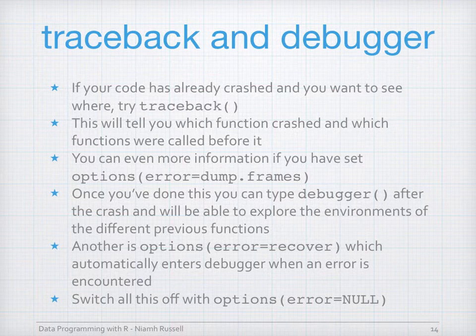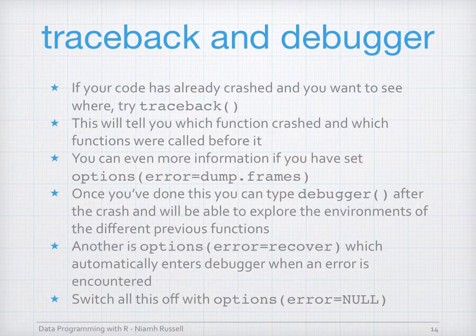Anyway, back to traceback. So if you call traceback, as we've said, it'll tell you which functions crashed and which were the functions that were called before the crash. But you can get even more information if you've set the error argument in your options to be equal to dump frames. So what dump frames does is that it will give you a snapshot of the values of the parameters for each of those functions. So you might be able to see from that, or to trace back from that, where your code went wrong.